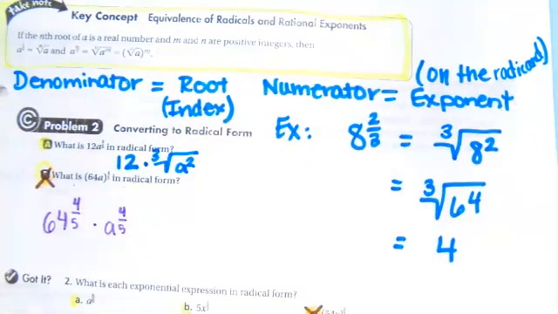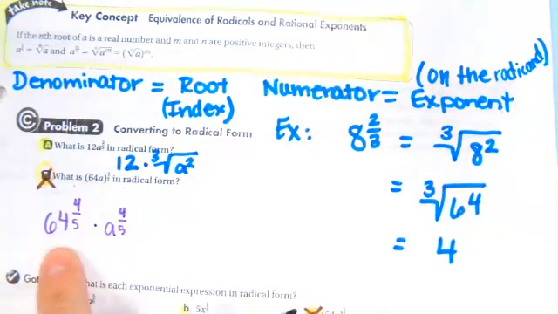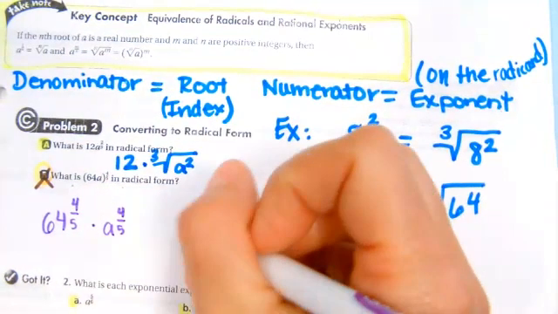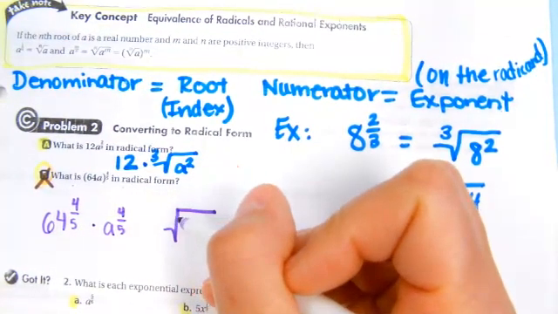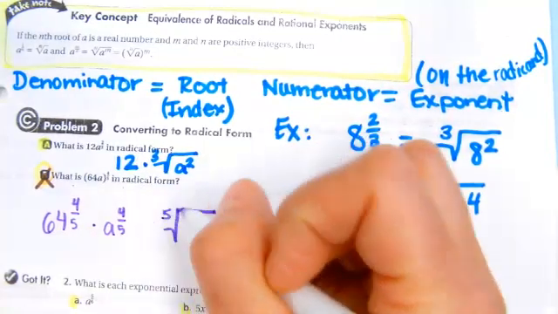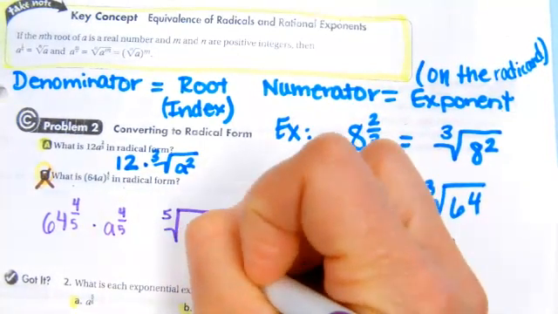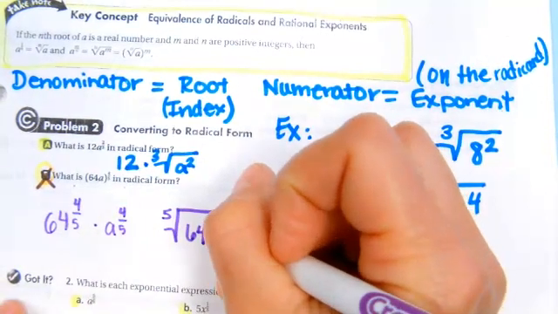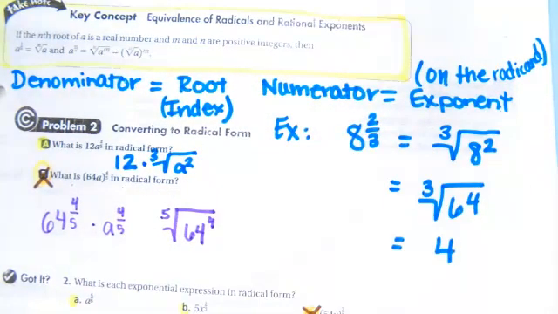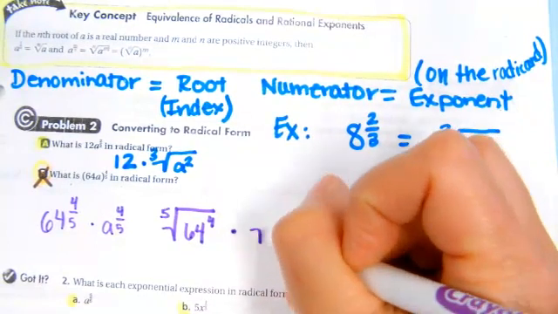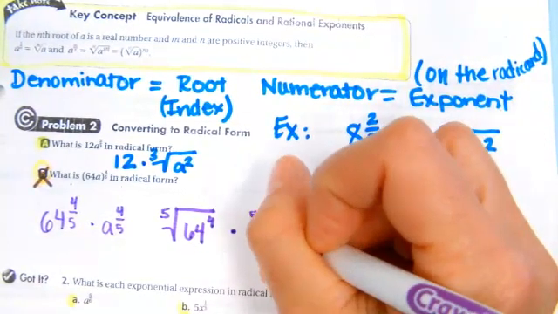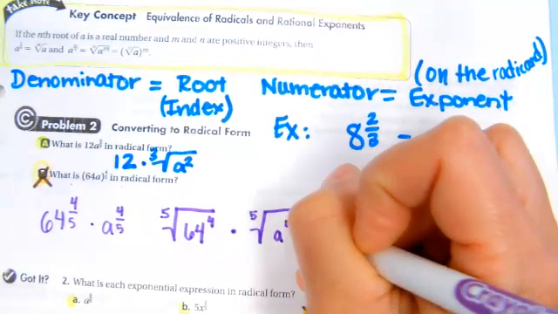If we have to put that in radical form, we start with the 64 to the 4/5. We make a radical sign. What goes on the outside, the 4 or the 5? The 5. 64 is going to be underneath there, and the 4, the numerator, goes as the exponent. Now there's a times sign. We do the same thing with the A: the 5 on the outside, the A underneath, and the 4 as the exponent.